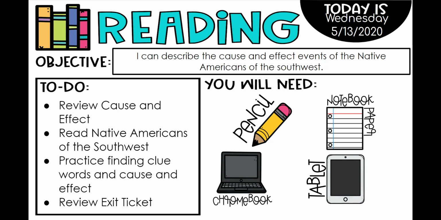Our to-do list for today is to review cause and effect, read the read aloud, which is Native Americans of the Southwest. Then we will practice finding clue words and cause and effect in our read aloud. And then I will review the exit ticket with you guys.